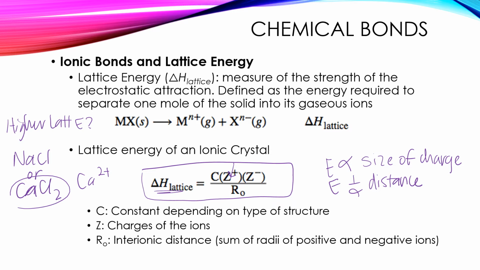Now, if we want to look at distance, let's compare magnesium and calcium. So magnesium chloride versus calcium chloride. Both of them have that 2+, but because magnesium is smaller in size than calcium, magnesium chloride is going to have the greater lattice energy, because as the distance gets bigger, the energy is going to get lower.